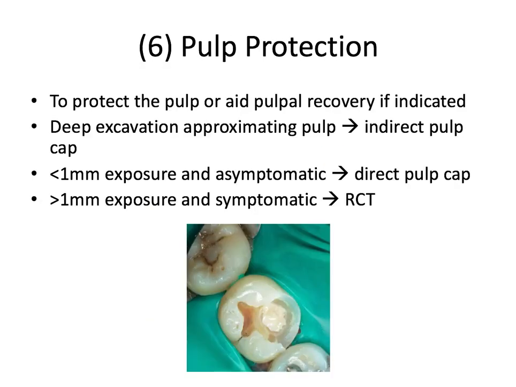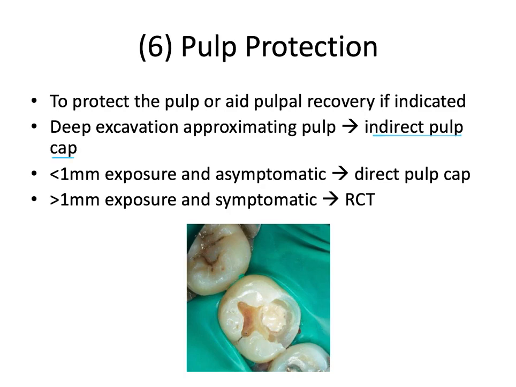Now, we might get to the point where we're getting very close to the pulp if it is a very large filling, for instance. And so pulp protection is the next thing that we consider to protect the pulp or aid pulpal recovery if indicated. So if we're doing some deep excavation and we're getting close to the pulp, we may have to consider an indirect pulp cap with some kind of base material.